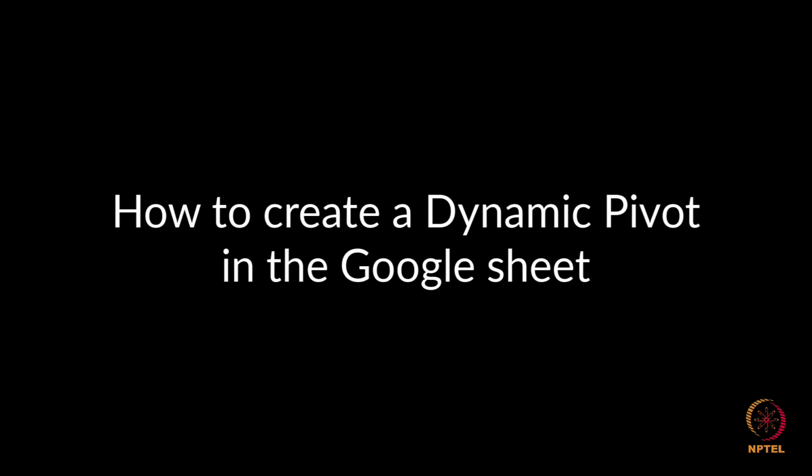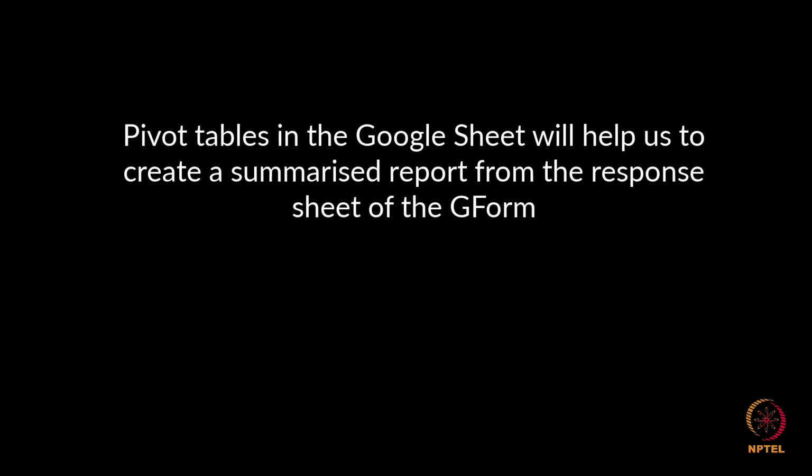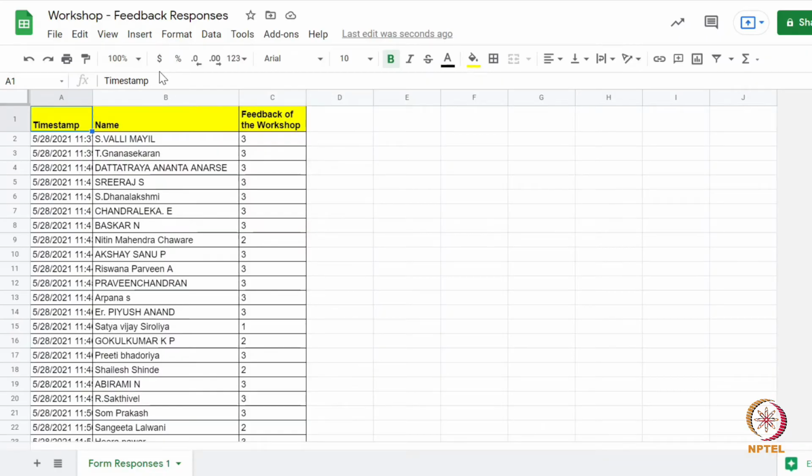Today, let's learn how to create a dynamic pivot in the Google Sheet based upon the responses received through the G-form. When we receive responses in the G-form, it will be easier if the count is shown dynamically to make a summary. Pivot tables in the Google Sheet will help us to create a summarized report from the response sheet of the G-form. And most importantly, we can dynamically update the count on every response that we receive through the G-form. So let's see how to do this.